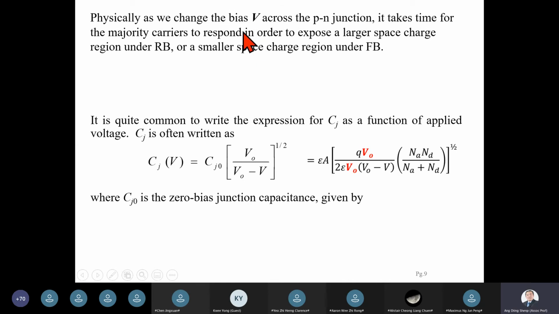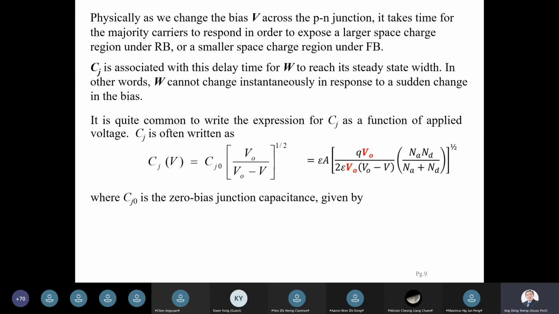Now this is a repeated point. When we change the bias across the PN junction, why is the junction capacitance important? Because it takes time for the majority carriers to respond, to either expose a larger space charge region under reverse bias or to reduce the space charge region under forward bias. So a finite time is needed for the charge to respond, to change the amount of space charge stored. Therefore, the junction capacitance creates a delay in the response of the PN junction to an externally changing electrical signal.